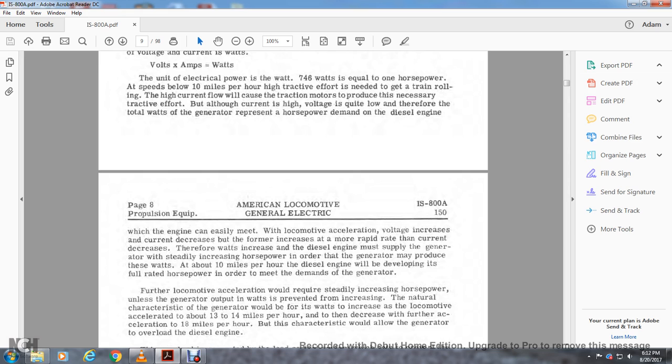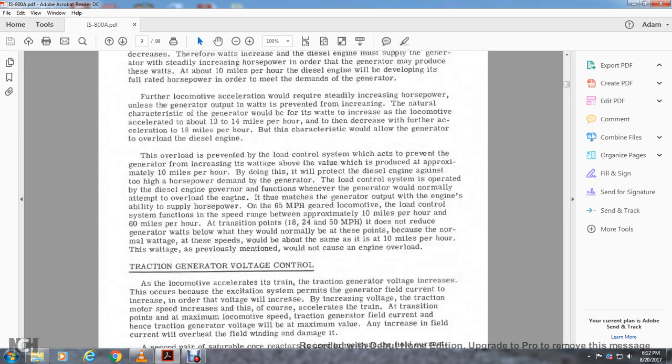At about 10 miles per hour, the diesel engine will develop its full rated horsepower in order to meet the demands of the generator. Further locomotive acceleration would require a steady increase of horsepower, but the natural characteristic of the generator would be for the watts to keep increasing as the locomotive accelerates to about 13 to 14 miles per hour, and further to 18 miles per hour. This would allow the generator to overload the diesel engine. The overload is prevented by the load control system, which prevents the generator watts from increasing above the value produced at approximately 10 miles per hour. By doing this, it protects the diesel engine against too high a horsepower demand by the generator.